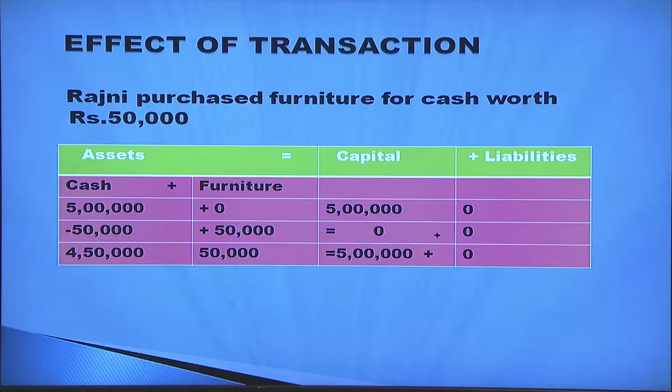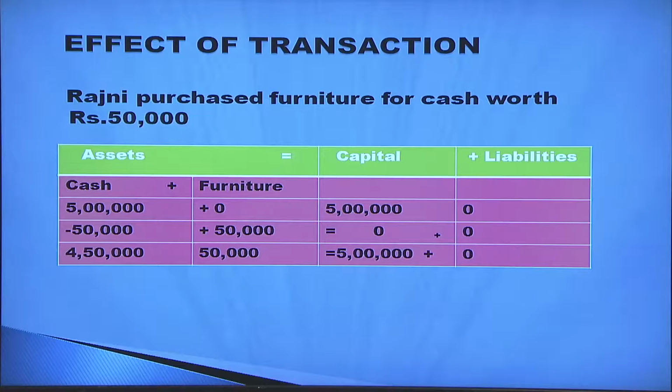Cash under cash column, cash will come under asset. So, under cash column 5 lakh, capital 5 lakh. Rajni purchased furniture for cash. So, furniture being an asset, it can be included as another column. Furniture is another column and purchase furniture for cash.